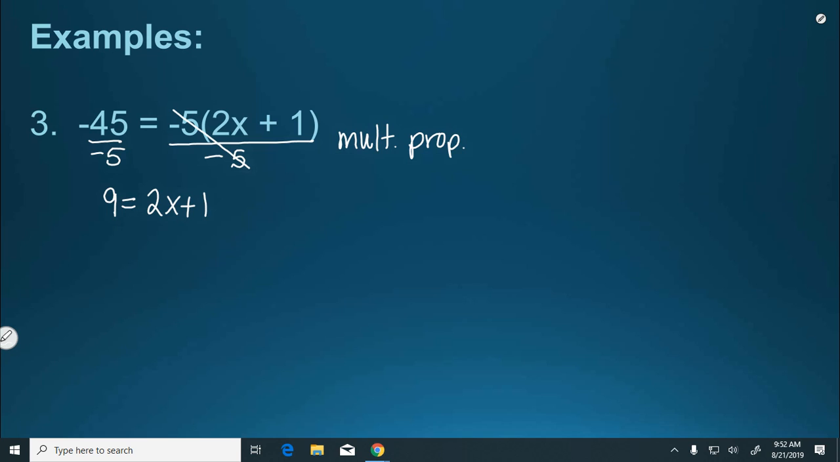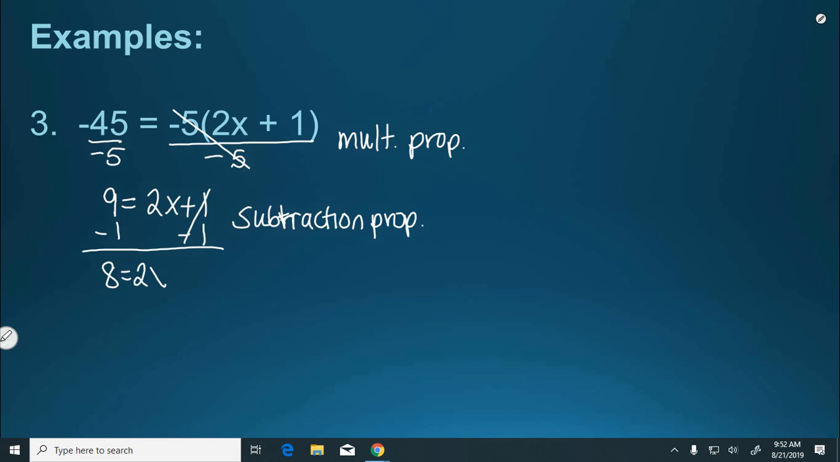Now I can use the subtraction property of equality, subtract 1 on both sides. Giving me 8 equals 2x. Then I'm going to divide by 2, which is again multiplying by a half, so it's the multiplication property again. And I get x equals 4. Final answer, which we call the solution to the equation.